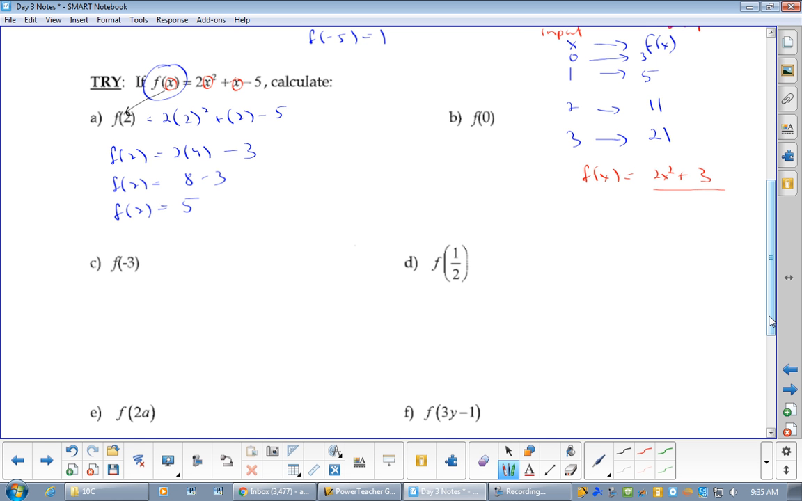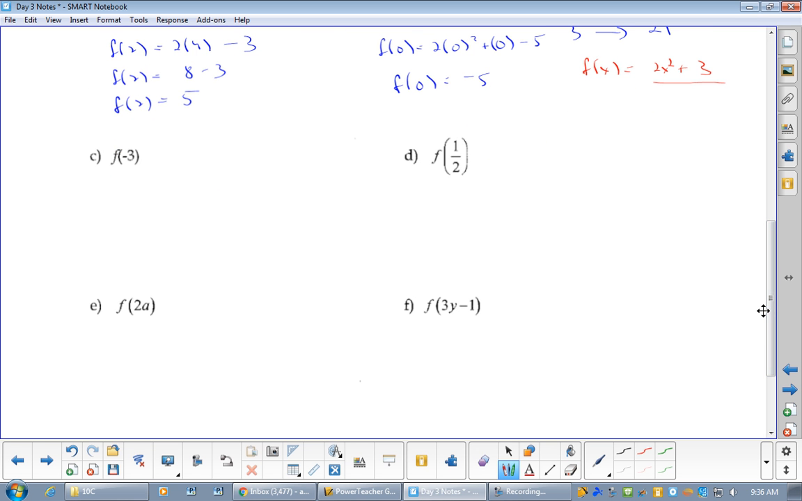I know before. I know what 1 got put in. I know a 5 came. What happened in the middle? Okay, 2x squared plus 3 happened. Okay, f of 0. So again, that's 2 times 0 squared plus 0 minus 5. And f of 0 is minus 5.